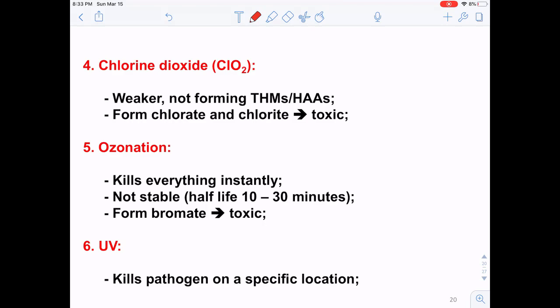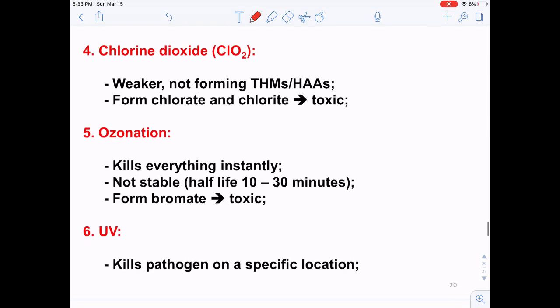In terms of the disinfection, we can also use chlorine dioxide to disinfect or to kill the pathogens. The advantage of using chlorine dioxide is that it is a weaker oxidant, and also it will not form these oxidation byproducts from the disinfection. But it will also form chlorate or chloride, which are toxic in the water.